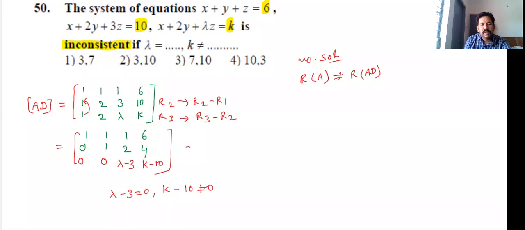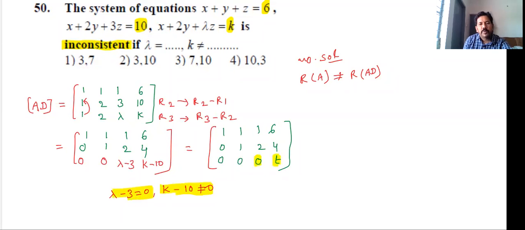Then what happened? Here I will write: 1 1 1 6, 0 1 2 4, 0 0. Lambda minus 3 is 0 and k minus 10 is not equal to 0. Not equal to 0 means take some parameter t. Observe that these two I have taken like this. Then only is the system possibly inconsistent.